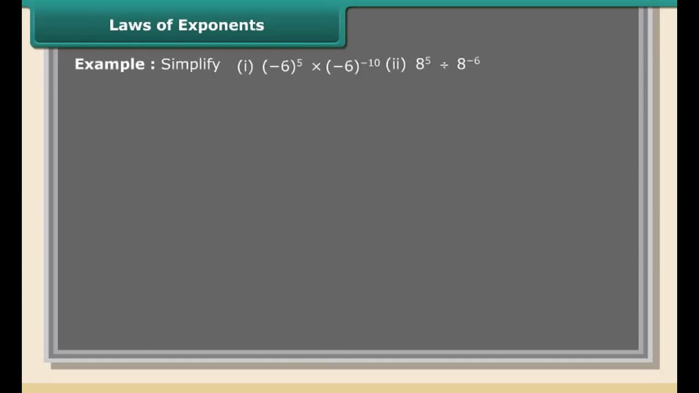Fifth law. If a, b are real numbers and m is a positive integer, then a^m upon b^m is equal to (a/b)^m.